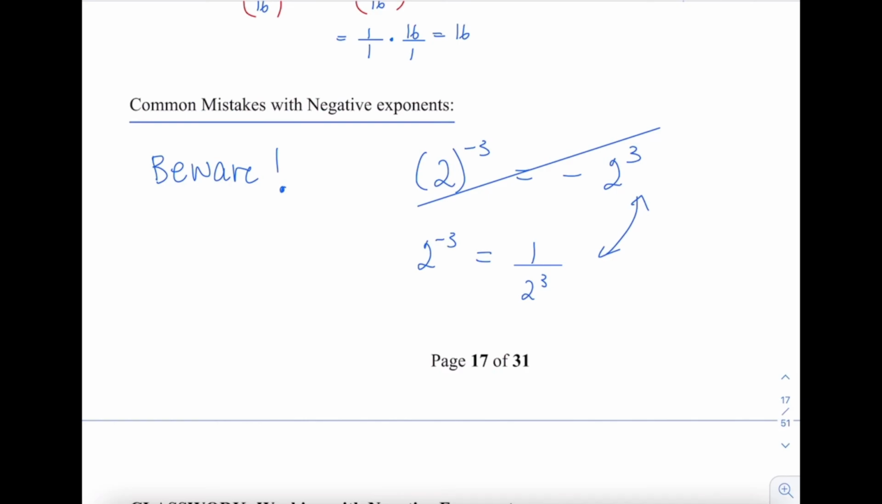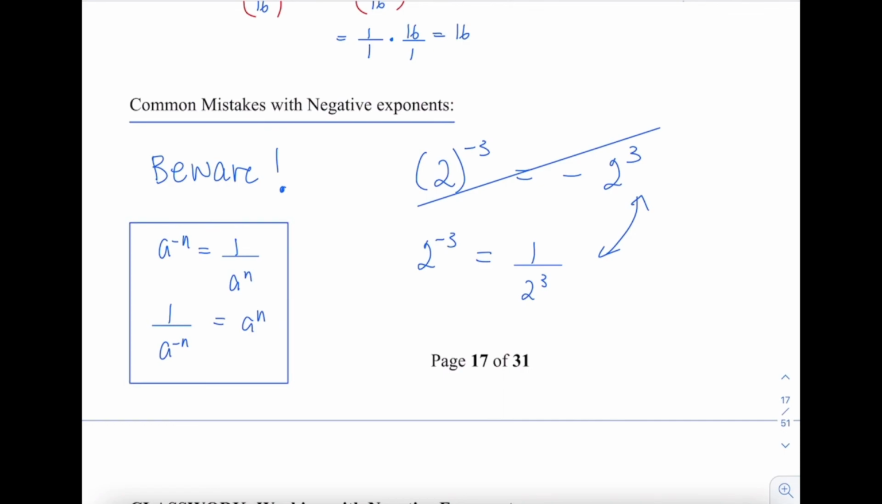When you have a negative exponent, you have to either apply the rule a to the negative n is 1 over a to the n, or 1 over a to the negative n equals a to the positive n. So beware, negative exponents do not mean you move the negative to the front of the power.